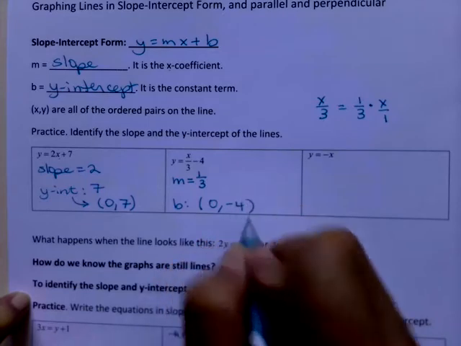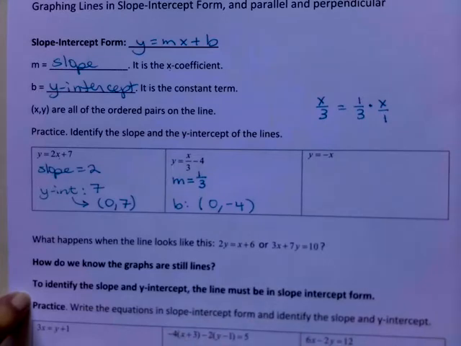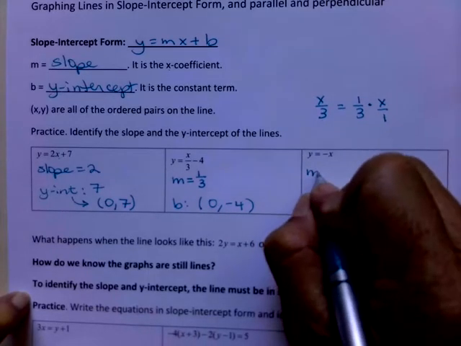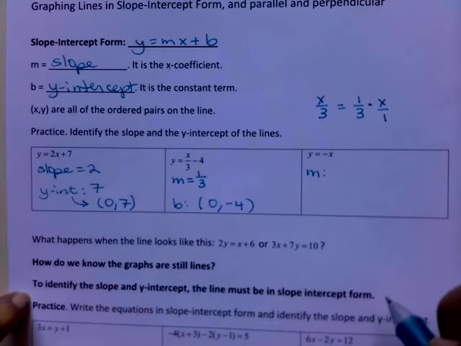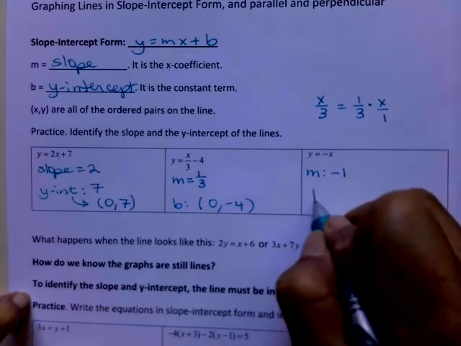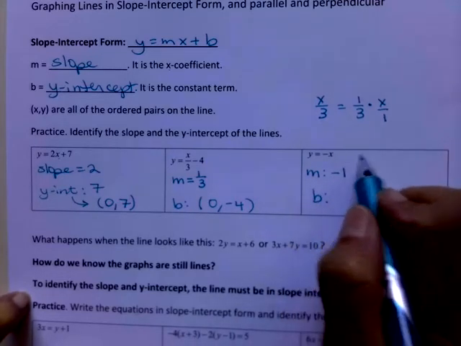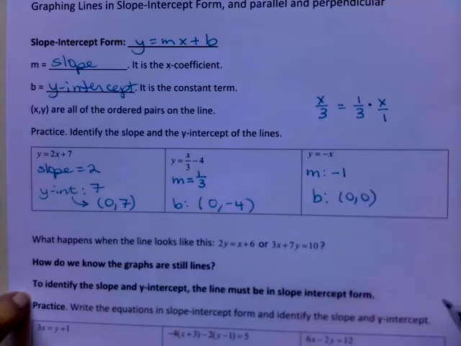is (0, -4). The sign comes with the y-intercept. Okay, last one. y equals -x. Kind of seems like it's missing something. So what are you allowed to do when something's not there? Okay, so the slope. What's the coefficient in -x? What's the number multiplying the letter x? Yep, exactly, -1. And the y-intercept, well, there isn't anything there. So when there's nothing there, that means it is 0. So it's going through the origin.